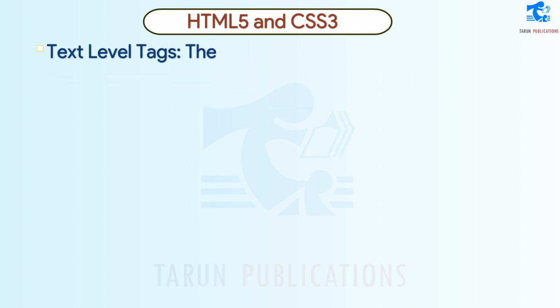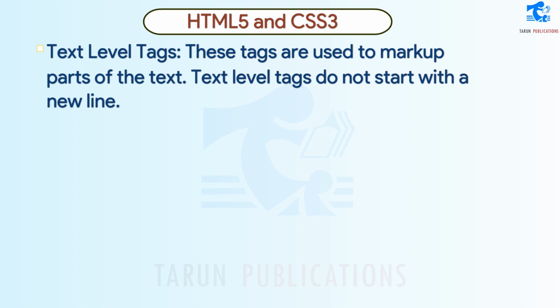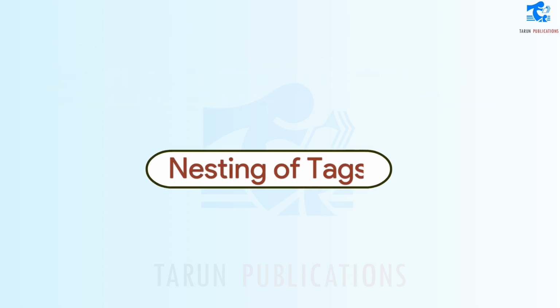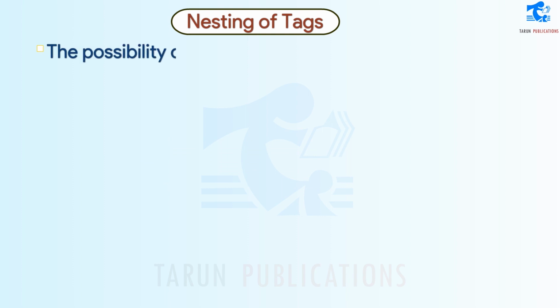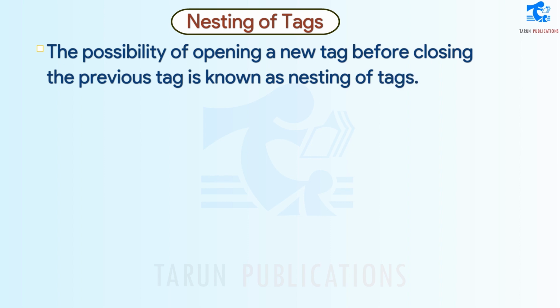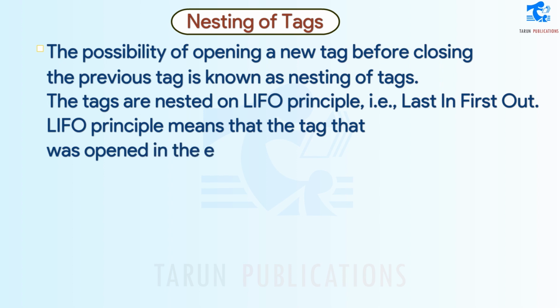Text level tags. These tags are used to mark up parts of the text. Text level tags do not start with a new line. Some of these tags are less than sub greater than, less than I greater than, less than sup greater than. Nesting of tags. The possibility of opening a new tag before closing the previous tag is known as nesting of tags. The tags are nested on the LIFO principle, that is, last in first out. The LIFO principle means that the tag that was opened last needs to be closed first.